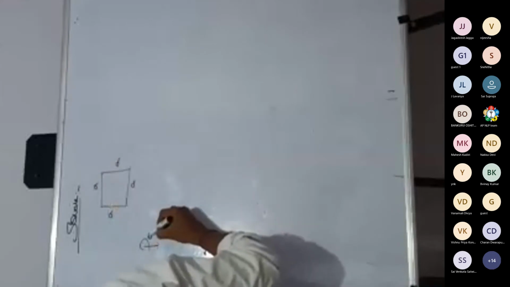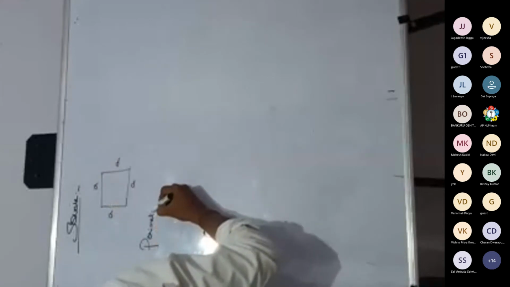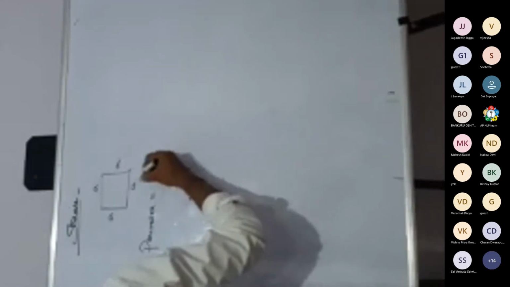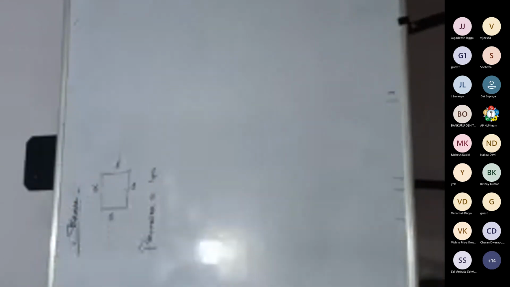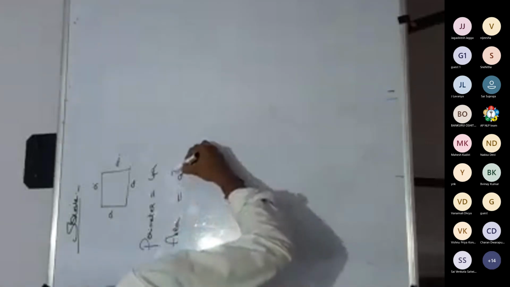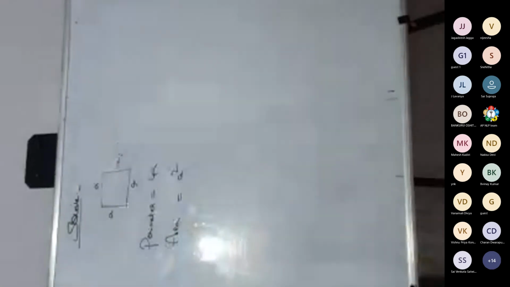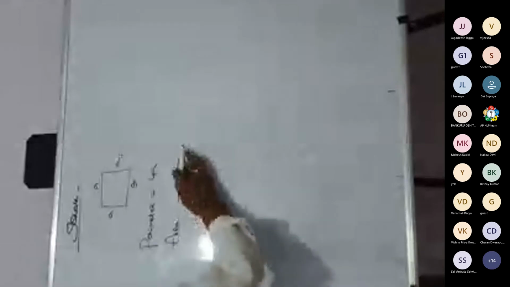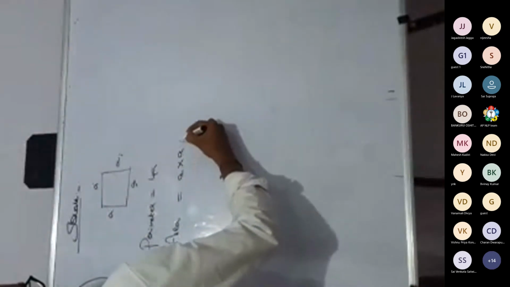What is the perimeter of the square, sir? Perimeter is A plus A plus A plus A, that is 4A. What is the area of the square? Area of the square is A square. Side into side, since all the sides are equal. Side into side means A into A becomes A square.